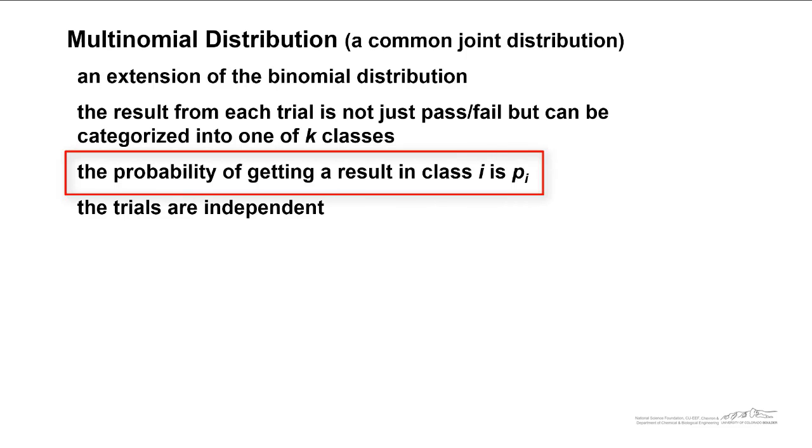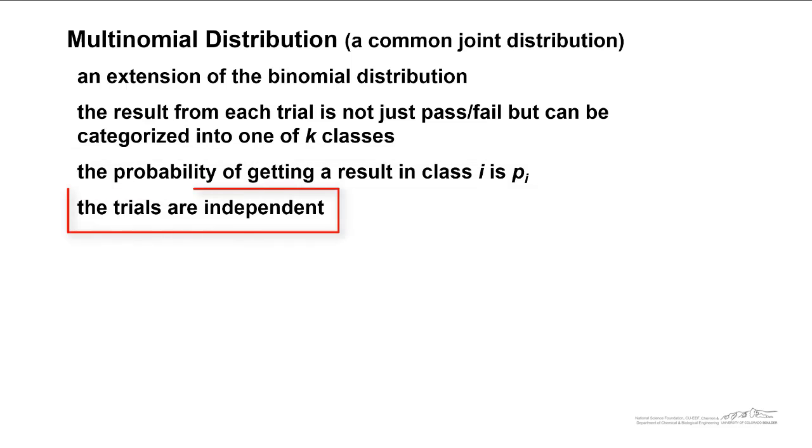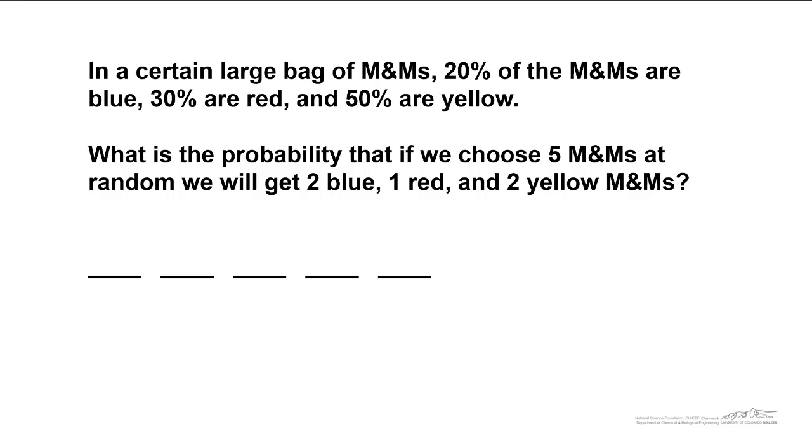The probability of getting a result in class i is pi, and the trials are independent, meaning that the results of any trial are not significantly affecting the results of another trial. And again, in our example, we're assuming that we have a very large bag of M&Ms, so when you withdraw an M&M, it doesn't significantly alter the probability of the different colored M&Ms. So let's go through how we might derive this.